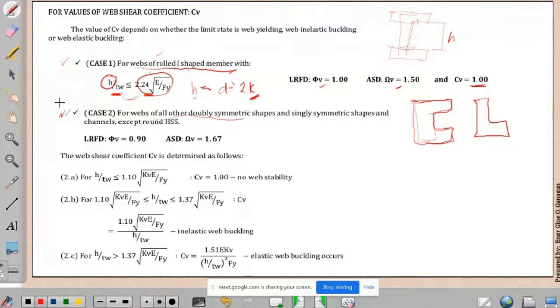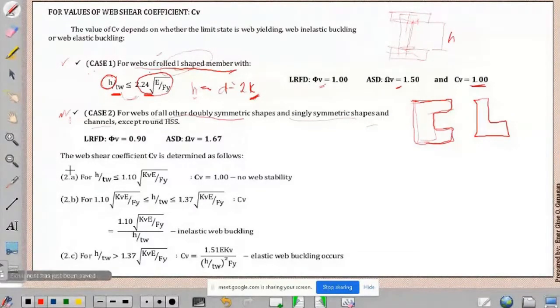Okay? So, yung mga T-shape, singly symmetric siya, singly symmetric and channels, diretso na kayo sa case 2 kahit hindi nyo na i-check sa case 1. Kasi yung case 1 is for rolled I-shape lang. So yung wide flange, yung lahat ng I-section. Okay? So pagka channel, angle, huwag nyo nang i-check sa case 1, diretso na kayo sa case 2. Okay? So this is for the case 2. So sa case 2, meron tayong sub-cases for the in determining the value of Cv.